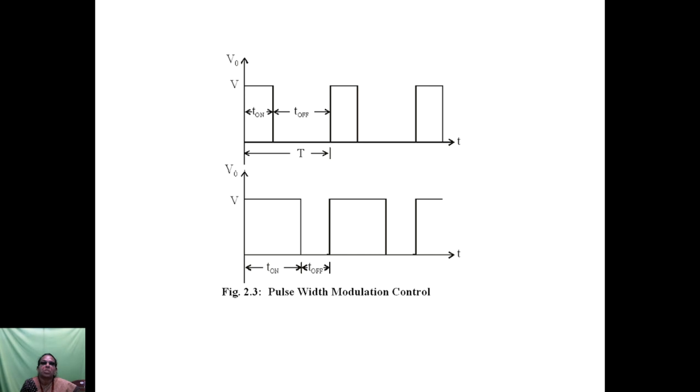So, pulse width modulation control. Here T on, T off. In the output voltage V0, the voltage is V during T on and zero during T off. So, the total time period T is equal to T on plus T off. Here, either T on or T off is varied. First T on is constant, then T off is constant. But here the T will be constant. For both the waveforms, T is constant.